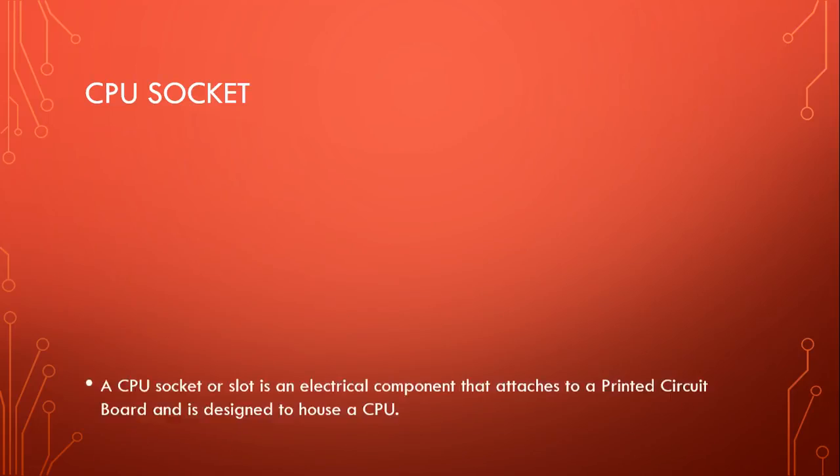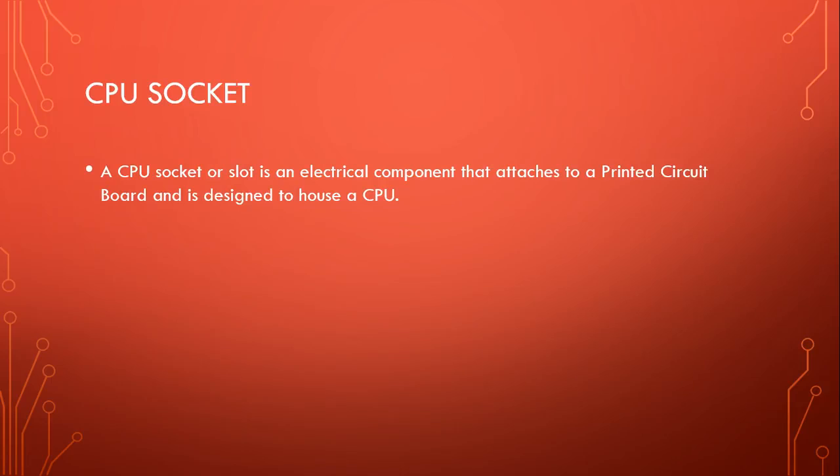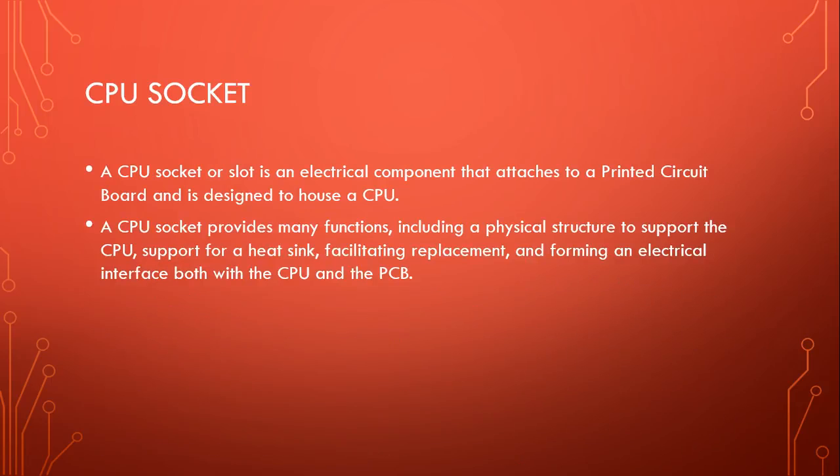Let's talk about the CPU socket next. A CPU socket or slot is an electrical component that attaches to the printed circuit board and is designed to house the CPU. So it's literally a square, typically, on your motherboard that your CPU will connect to. The CPU socket provides many functions, including a physical structure to support the CPU, support for a heatsink, a form of pins that you can connect in, facilitating replacement, and forming an electrical interface both with the CPU and your printed circuit board. Printed circuit board referring to that of the motherboard.